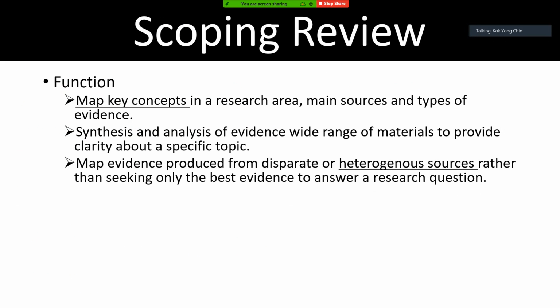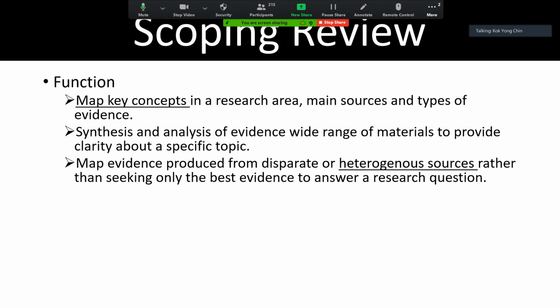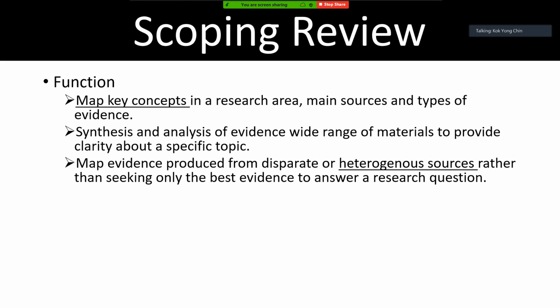I didn't list scoping review as one of the major types of review just now because, to some people, scoping review is a type of systematic review. Scoping review adopts many strategies of systematic review. It's just that scoping review doesn't require an appraisal of the quality of studies. So why do we perform a scoping review?